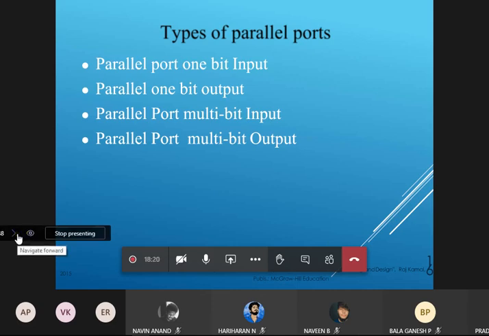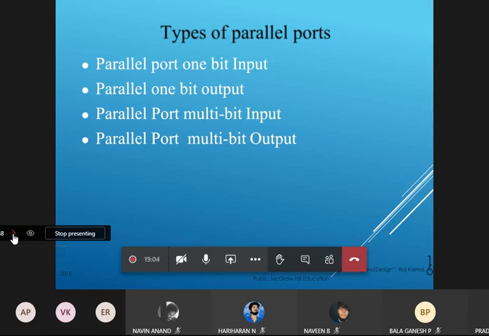Parallel port 1 bit input means I will take 1 bit input and convert it into parallel output, like serial in, parallel out. That's why they represent it as parallel port 1 bit input and parallel port 1 bit output. For the output, I will take a parallel input and produce it bit by bit. Likewise, these are the 4 types, and the remaining are parallel port multi-bit input and multi-bit output, like parallel in, parallel out. I will get a bulk of data at a time, and I will produce a bulk of data out to the output. So these are the types of parallel ports.